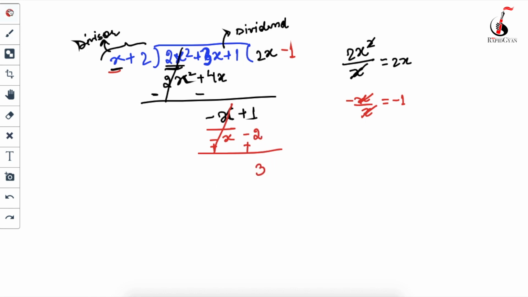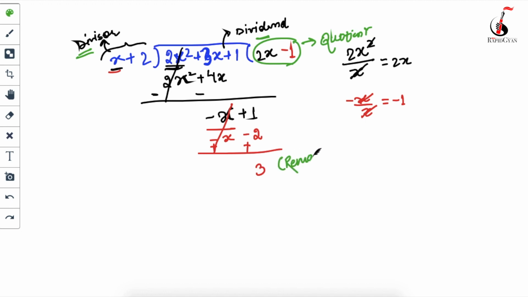So here what you are seeing is that 2x square plus 3x plus 1 is your dividend. x plus 2 is your divisor. This 2x minus 1 is your quotient. I hope you remember, this is your quotient, and this is your remainder.